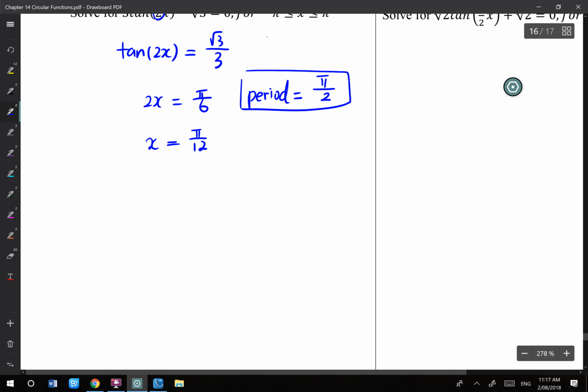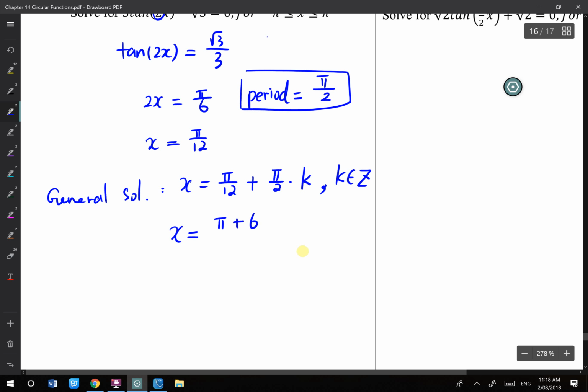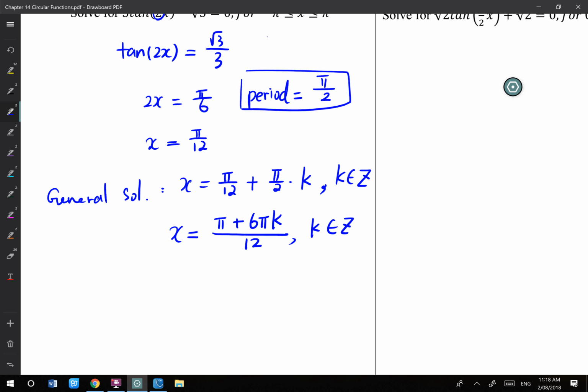So now I know one solution and I know the period. So similar, general solution. General solution is x equals to pi on 12 plus period times k, where k belongs to z. Okay, where k belongs to z. I can make that into a common denominator. Pi plus 6 pi k over 12, where k belongs to z as well. Okay, just make the same denominator.